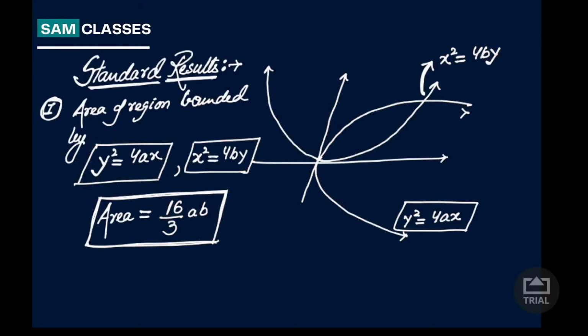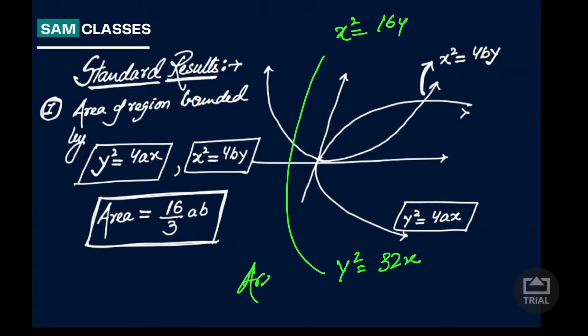Chalo, fast, fast, students. This is the trick. It will help you in the exam. The moment they give you a question like this: we have a parabola x square is equal to 16y, and the other parabola is y square is equal to 32x. Find the area in between. Come on, everybody, find the answer.